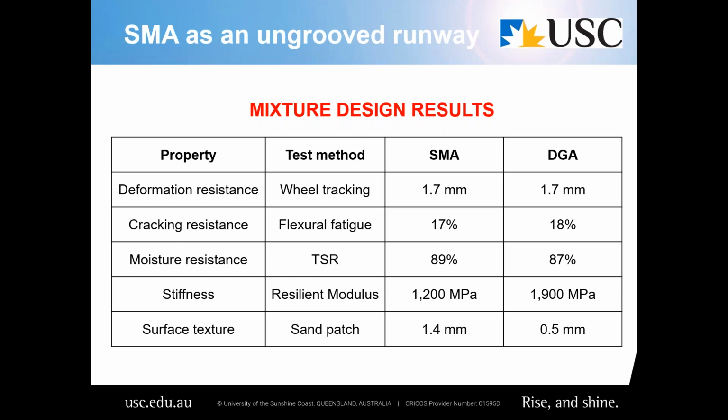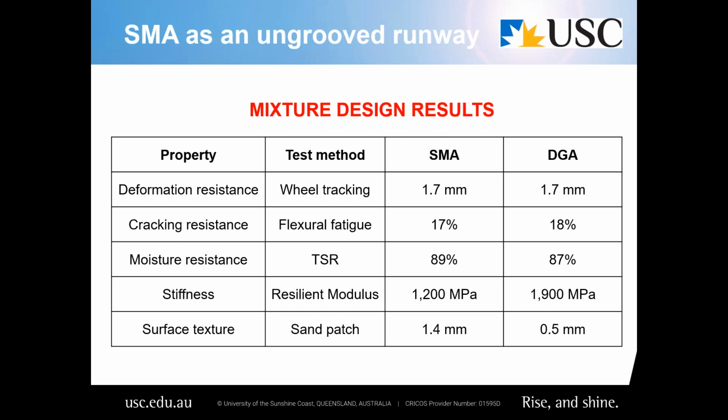You can see there that our performance properties in terms of the wheel tracking for deformation resistance, the cracking resistance, the moisture damage or stripping resistance, they're all almost identical. Certainly they're so close that any differences are just random, and they're not actual real differences. The actual real differences are the stiffness. So the SMA has a lower stiffness, about 1200 megapascals compared to about 1900 for the dense graded. That's again largely a function of the extra bitumen that's in the mix.